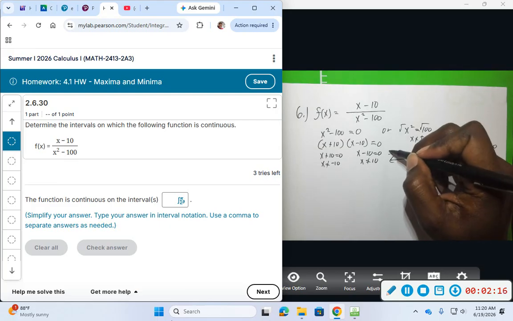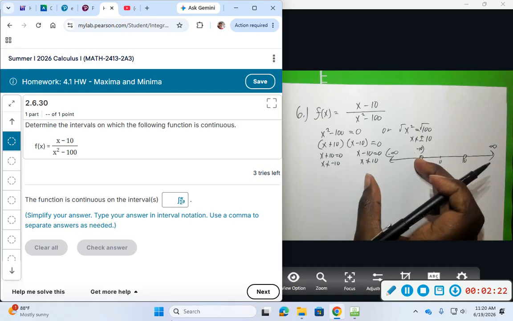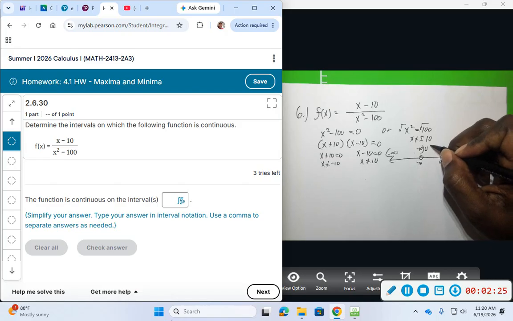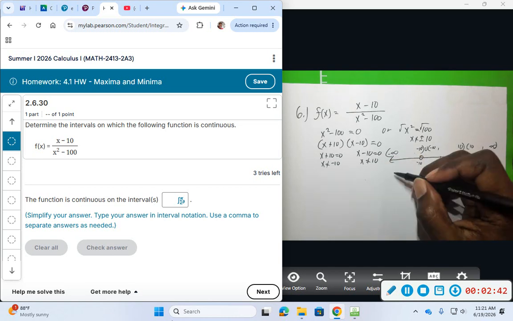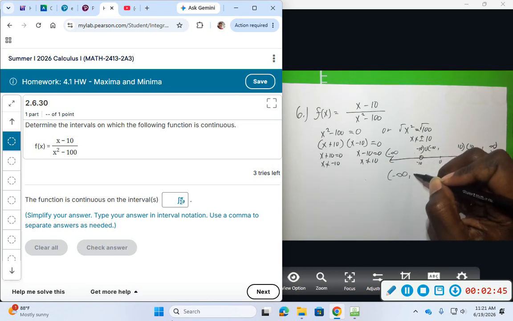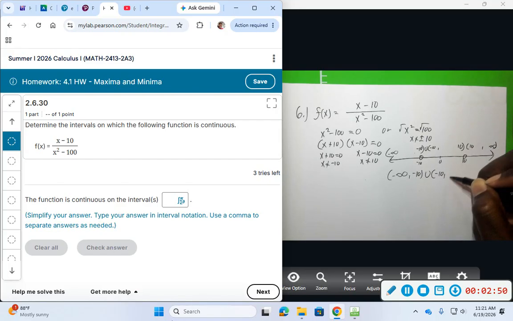And so we would go from negative infinity to negative 10, and then there would be a break. We would connect the other side of negative 10 up to positive 10. Then there would be a break, a little hole here, and we go to the other side of positive 10 up to infinity. So we got 3 intervals of continuity: negative infinity to negative 10, and then negative 10 to positive 10, and then 10 to positive infinity.